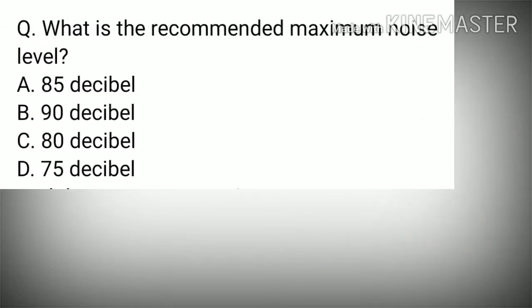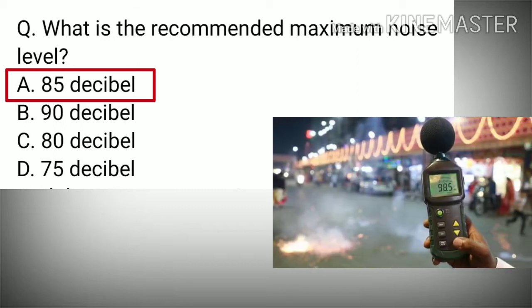What is the recommended maximum noise level? A. 85 decibel, B. 90 decibel, C. 80 decibel, D. 75 decibel. And the right answer is A. 85 decibel. Sounds at or below 70 decibel are generally considered safe. Any sound at or above 85 decibel is more likely to damage our hearing over time.